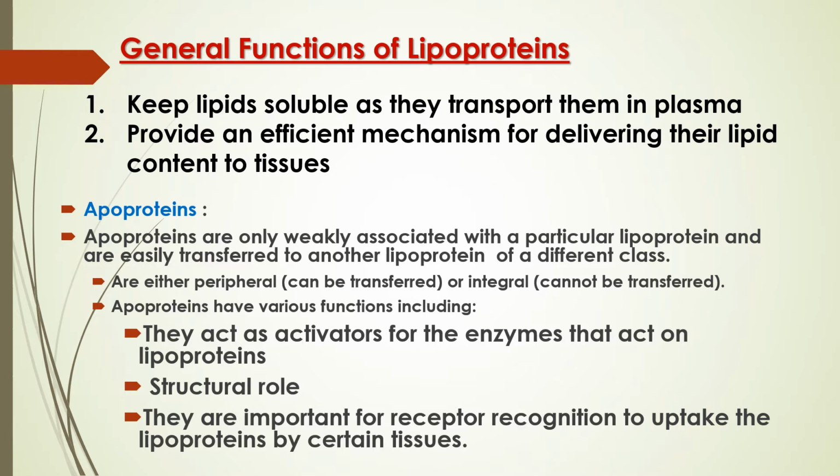We have the protein components of lipoproteins, which is known as apoproteins. They represent the protein part or protein component of lipoproteins, and they are protein molecules weakly bound to the lipid component of lipoprotein and are exchangeable. These proteins serve different functions according to the type present in the lipoprotein.